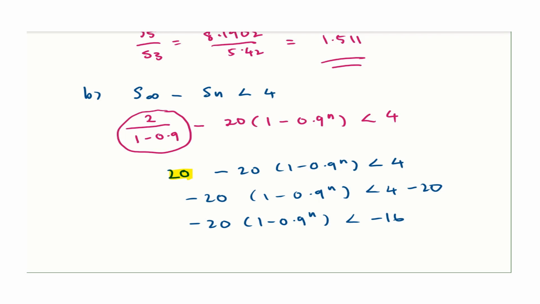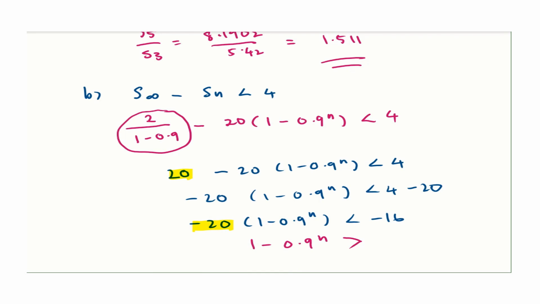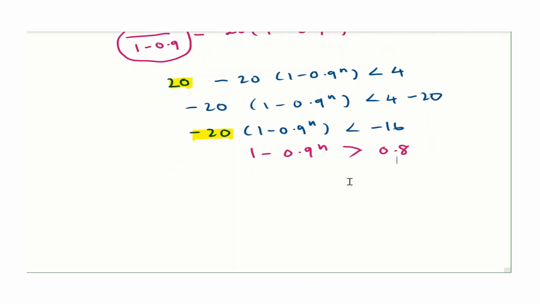And then Maiden divide dengan negative 20. Bila divide dengan negative, sign dia akan jadi terbalik. So then we get 1 minus 0.9 power n, ni akan jadi more. Then negative 16 bahagi dengan negative 20, we get 0.8 kat sini. Okay, lepas tu Maiden pindahkan 1 ke sebelah kanan.